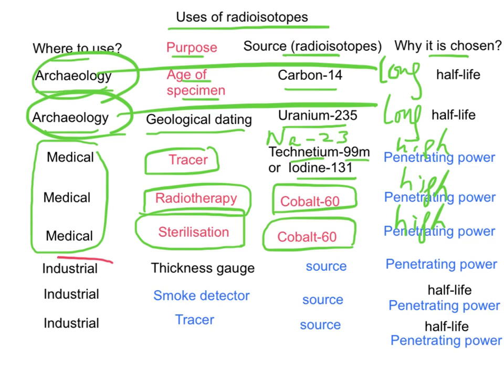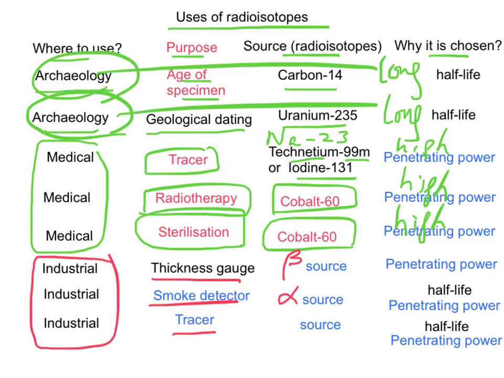The last group is industrial use. The first one, thickness gauge. We should use beta source in general. For smoke detector, we should use alpha source. And for tracer in oil pipe, we should use gamma source.